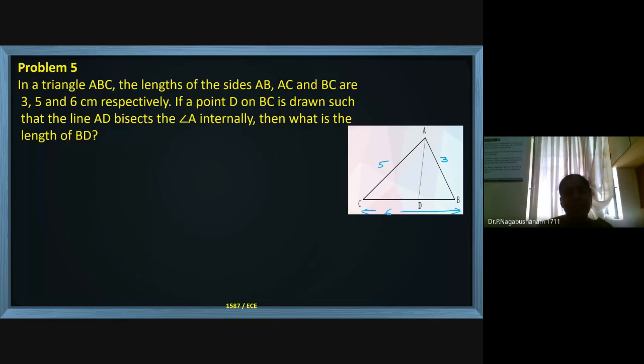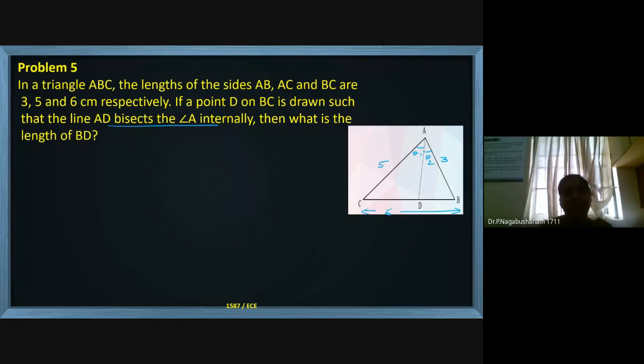If a point D on BC is drawn such that line AD bisects the angle internally. Bisects means it is exactly equal. Angles are exactly equal. Theta 1, theta 2, these two angles are exactly equal. That is the meaning of bisects the angle internally. Then what is the length of BD? We want the length of BD.